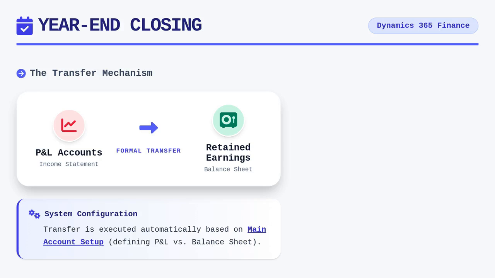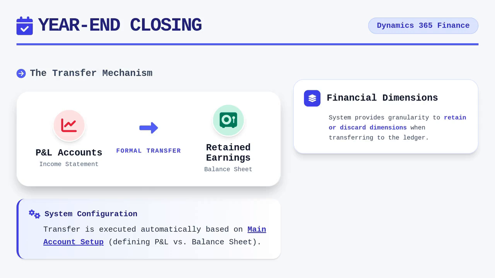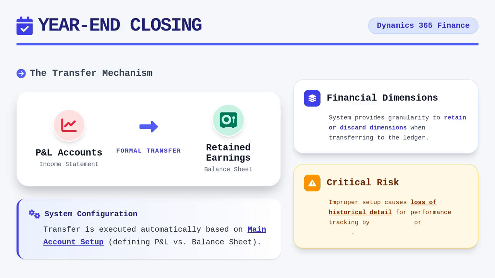You must be cognizant of the setup involving financial dimensions, as the system allows you to decide whether to retain these dimensions when transferring balances to the retained earnings ledger. This granularity is vital for reporting consistency, as improper configuration here can lead to a loss of detail regarding historical performance by department or cost center.